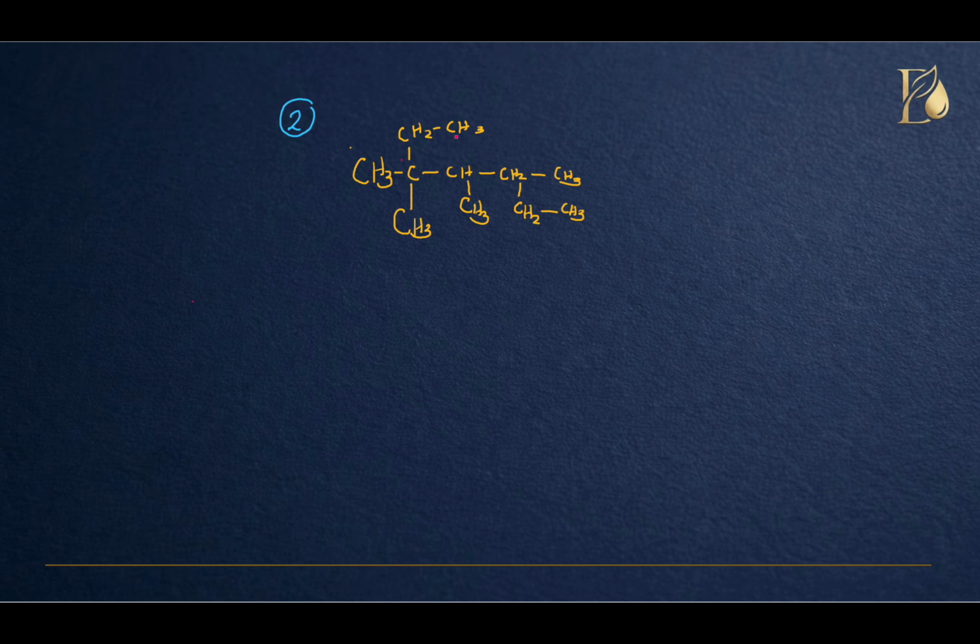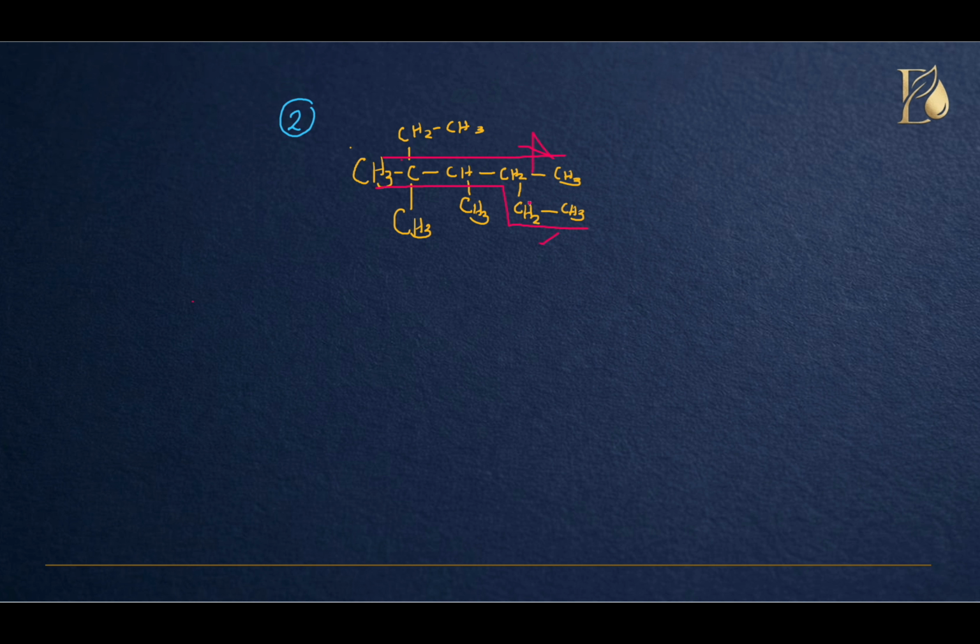What is the first thing that we have to do? We have to identify the parent chain. So we can take either this way as the parent chain. How many carbon atoms will be there? 1, 2, 3, 4, 5. And another possibility is that we can take it like this, right? If we take it like this, what will be the number of carbon atoms? 1, 2, 3, 4, 5, 6. So we can discard this way.